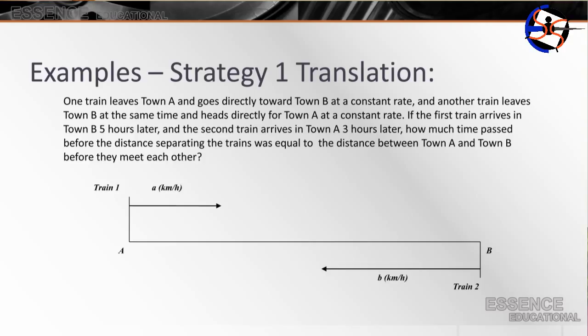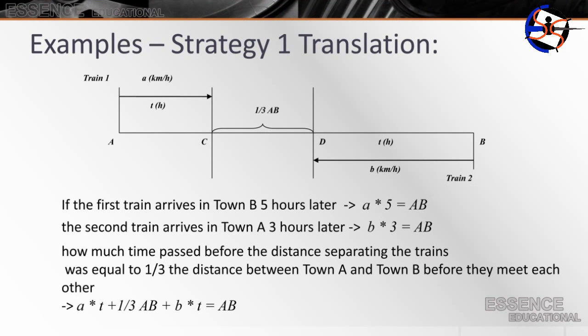Then the second sentence. Another train leaves town B at the same time and heads directly for town A at a constant rate. Do you know the rate of this train? No. Continue to use a letter to represent it. We say train B moves at B kilometers per hour towards town A. Then we continue. If the first train arrives in town B 5 hours later, how do we translate this sentence? The first train moves at A kilometers per hour. After 5 hours, what's the distance it travels? Simply A times 5. So A times 5 is equal to the distance AB, as you can see.